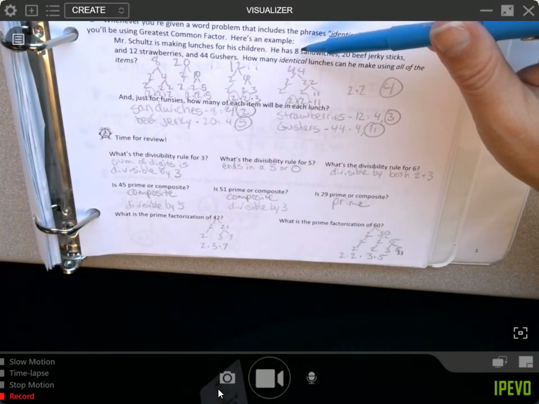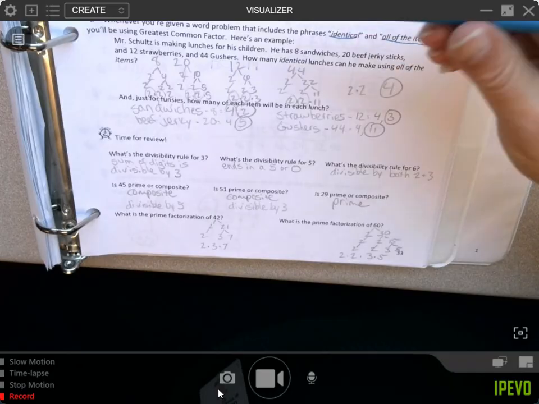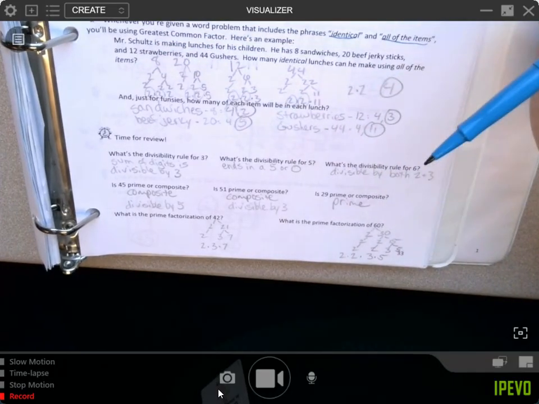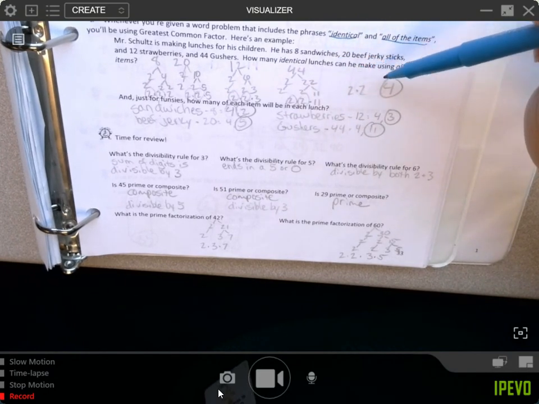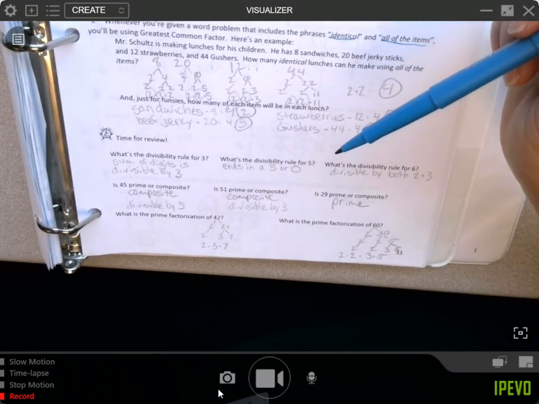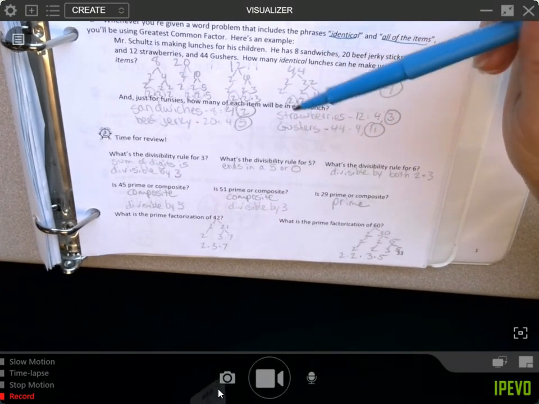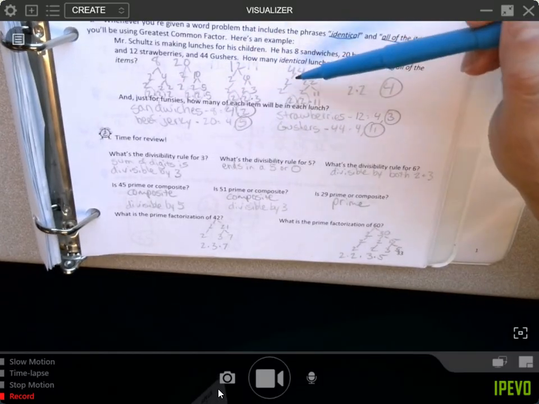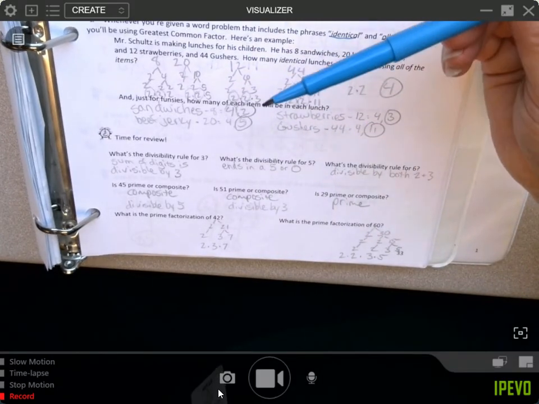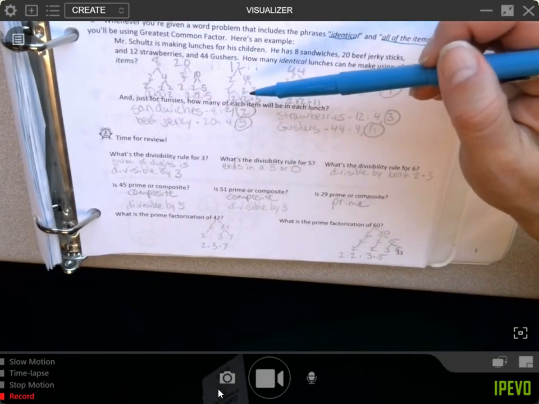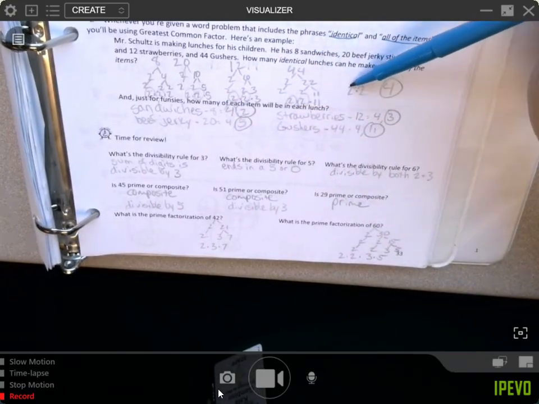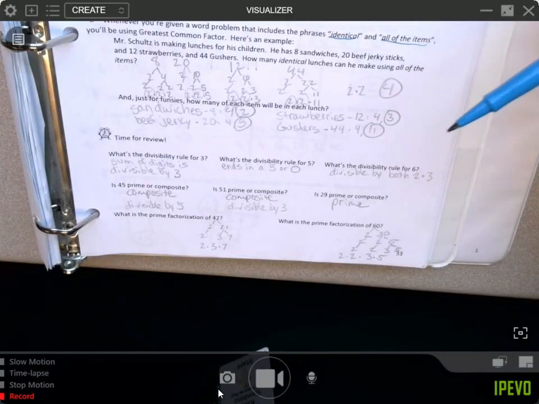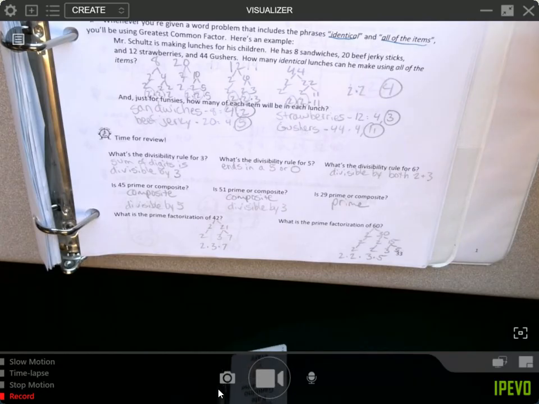So Mr. Schultz is making lunches for his children. He has 8 sandwiches, 20 beef jerkies, 12 strawberries, and 44 gushers. How many identical lunches can he make using all of the items? So we need to find the greatest common factor of all 4 of those numbers. I used the prime factorization, and they all shared 2 2s. 2 times 2 is 4. So he would be making 4 identical lunches.